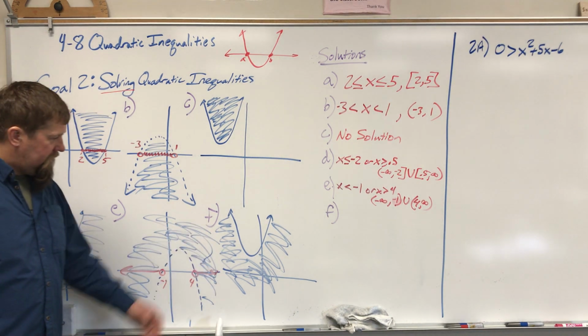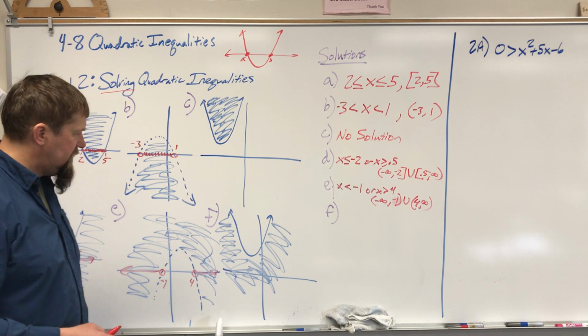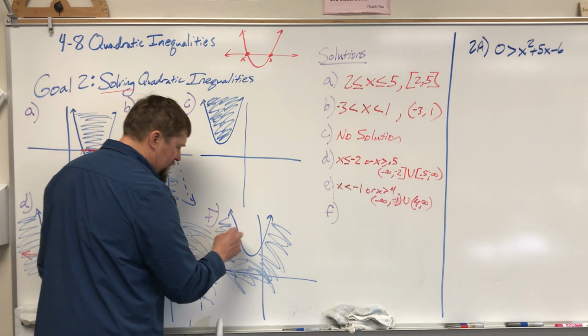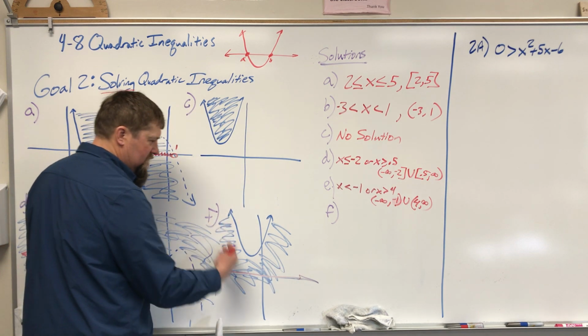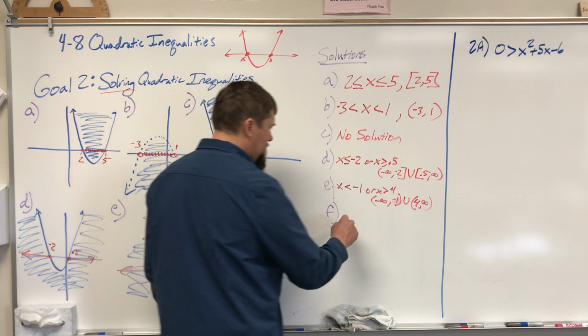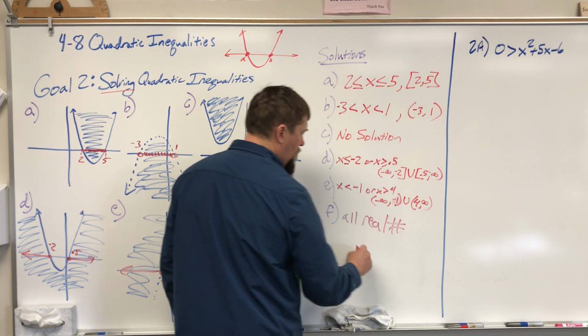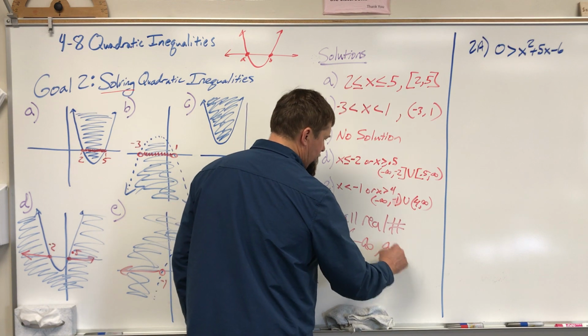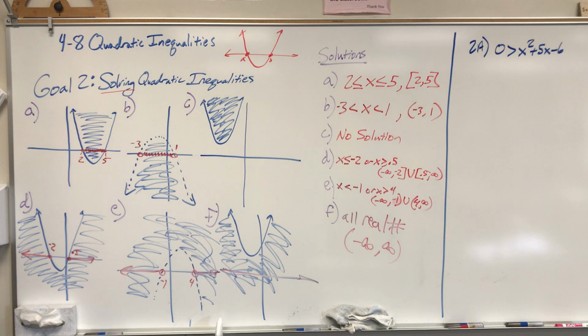Now, in this situation, the parabola does not cross the x-axis, but the shaded region covers all of the x-axis because all of the x-axis is shaded. So in this case, it would be all real numbers. Or you could say everything from -infinity up to +infinity. So all of the solutions are possible there because everything is shaded.